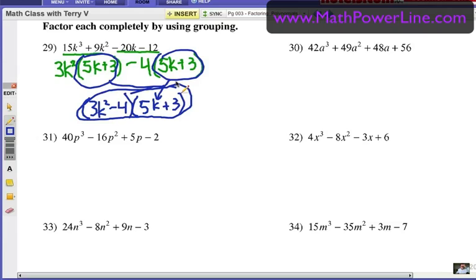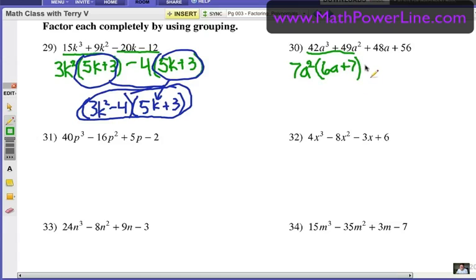All right, number 30. The exponents are in order, so let's take them two terms at a time. I have 42a to the third plus 49a squared. Well, I know there's an a squared common term there. And then look at the numbers, 42 and 49. It looks like 7 can be divided out. So 7a squared is factored out. That leaves me with 6a plus 7.